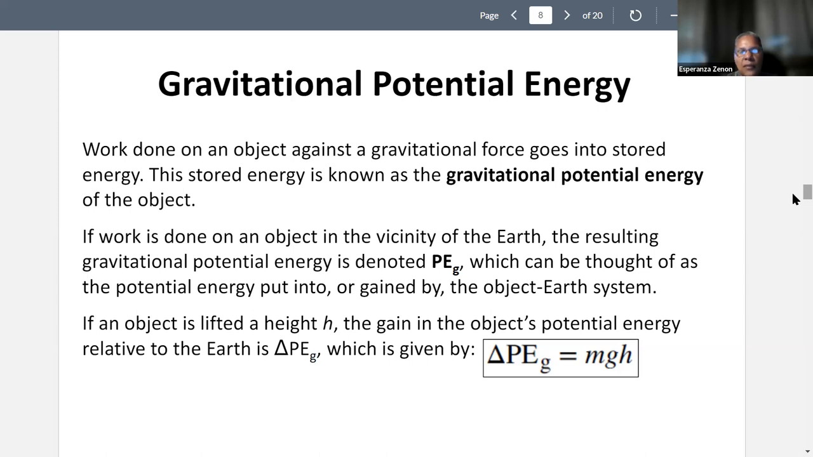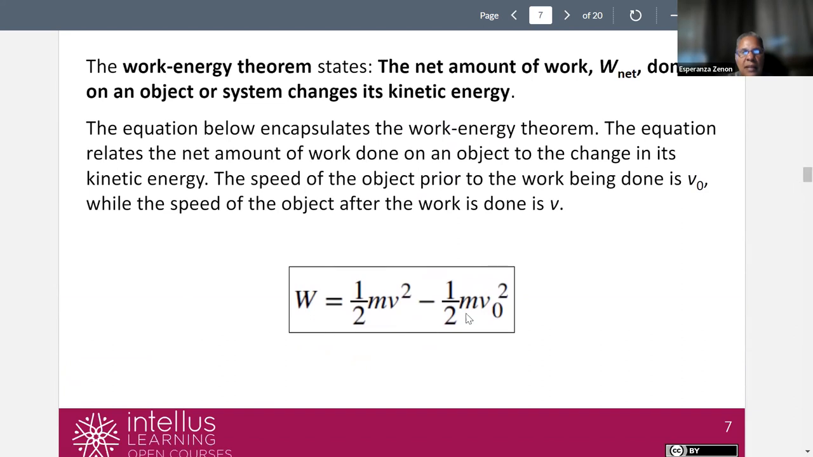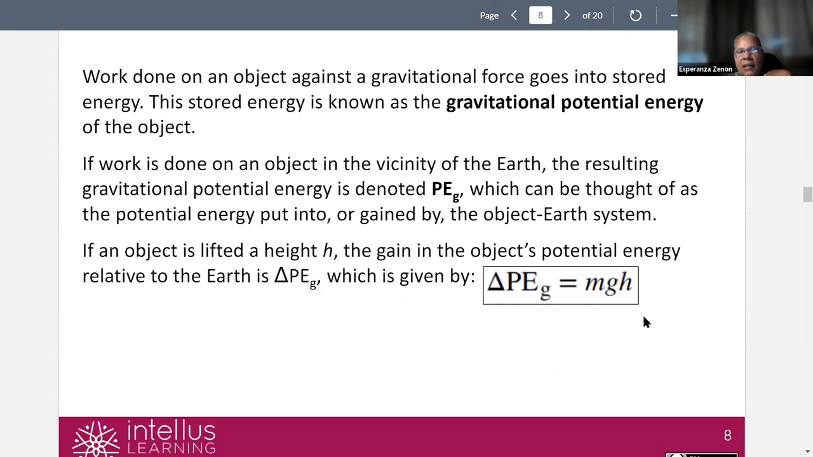To get that, you multiply mass times gravity times height. To get kinetic energy, it's 1/2 mass times the velocity squared, because if the object is moving, it has kinetic energy. Here, we're looking at how the object changes its height and stores up energy: mass times gravity times height.